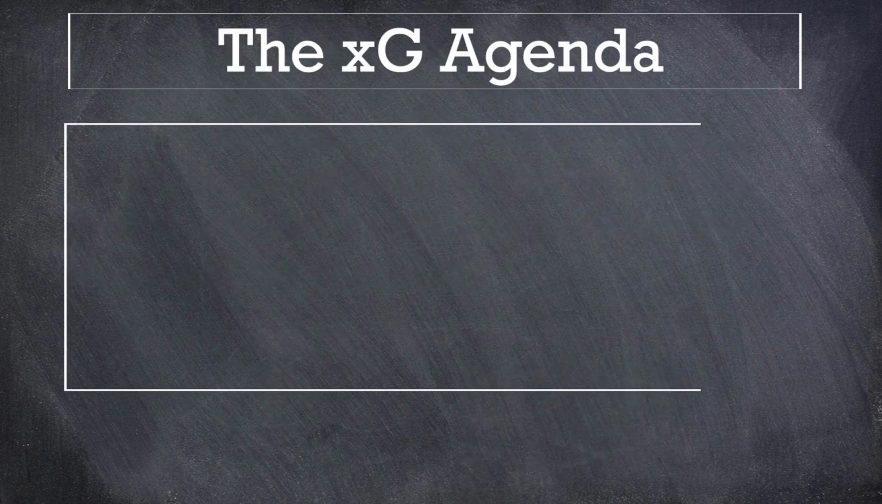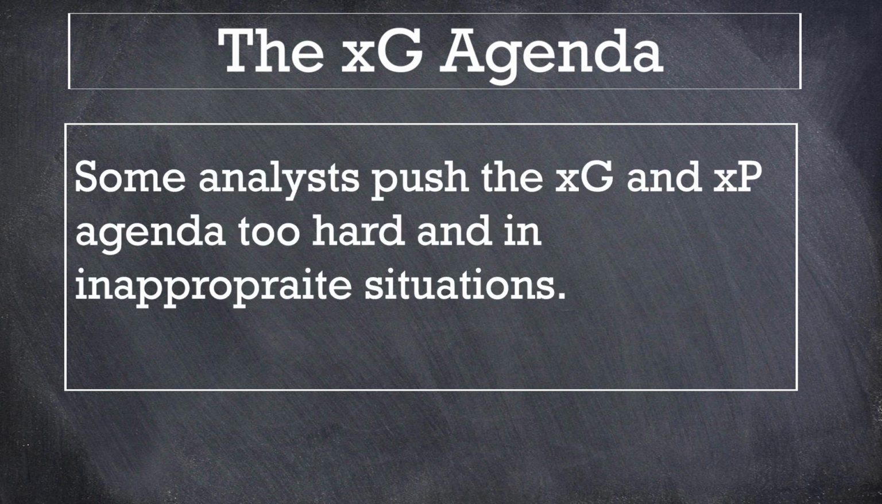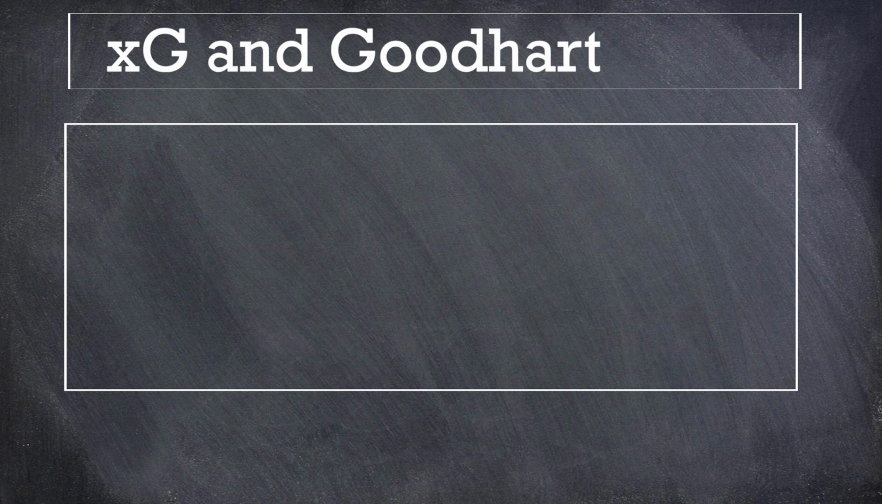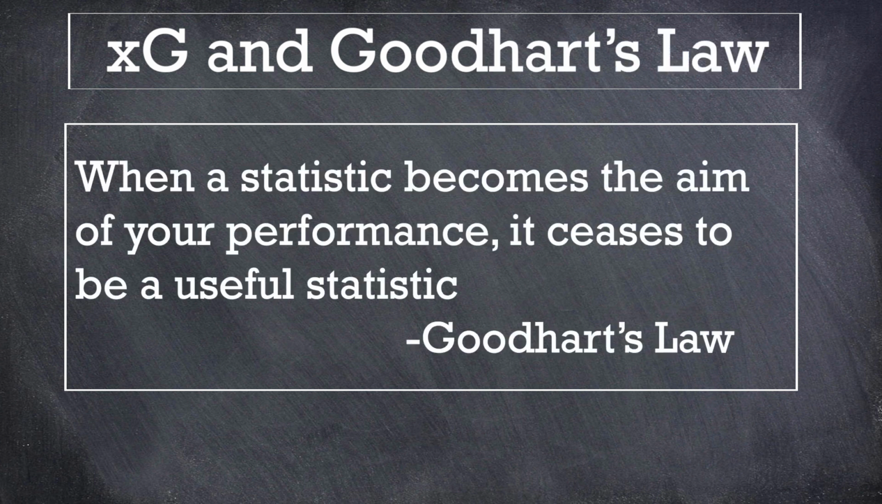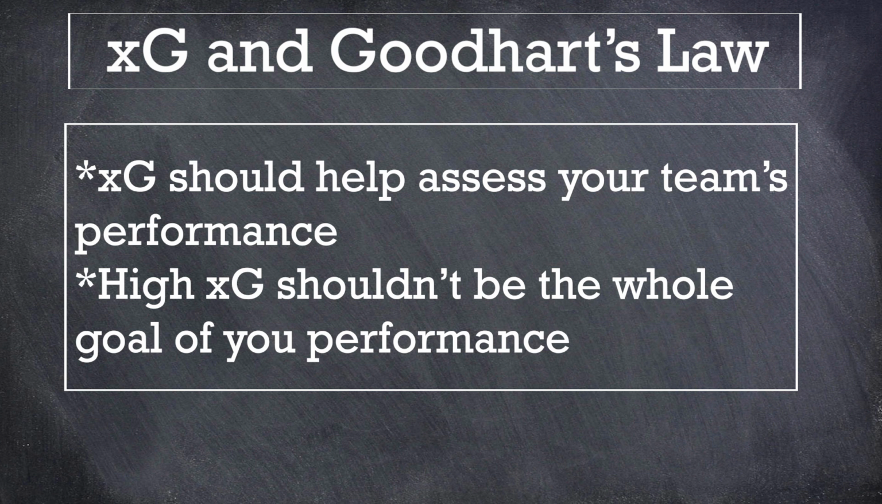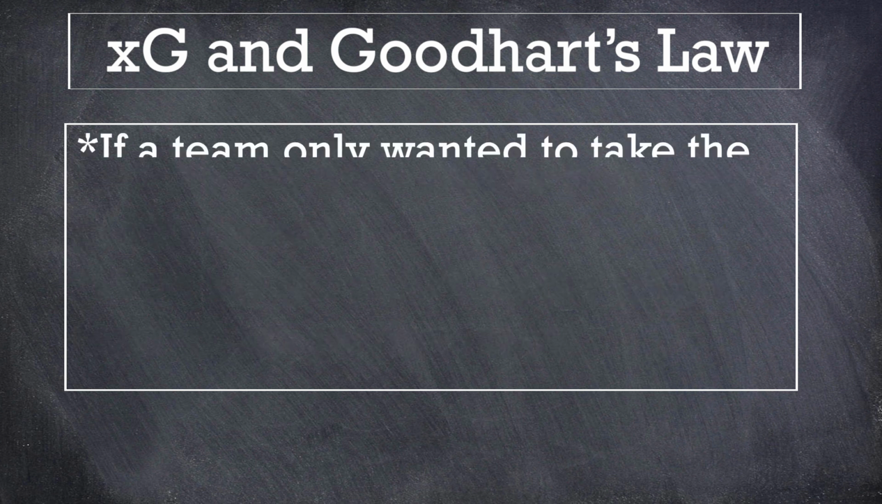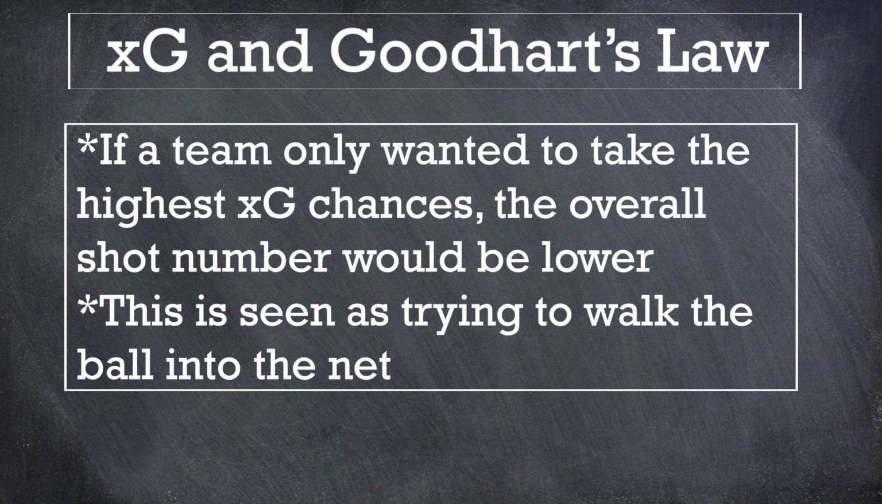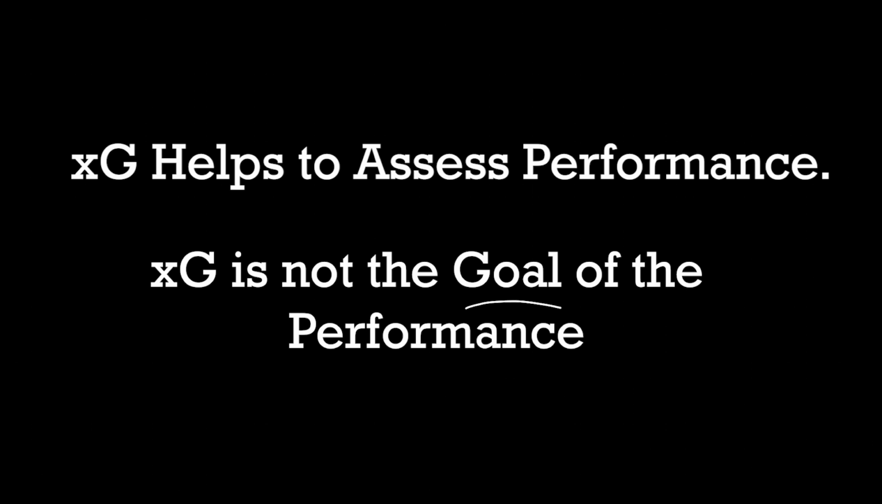And lastly, I can still see why many people do not like the stat, as some analysts push the XG agenda too hard. As an article in Paste magazine pointed out, XG may become a victim of Goodhart's law. This law in simplistic terms states that when a statistic becomes the target of your performance, it stops being a useful statistic. Meaning that statistics should be used to help how your team plays, not be the goal of your performance. So if a team played with their only goal being to take the highest possible XG chances, they cease to be effective. This is often seen as trying to walk the ball into the net. So like all stats, XG helps us to understand the game. But in itself it is not the aim of the game.